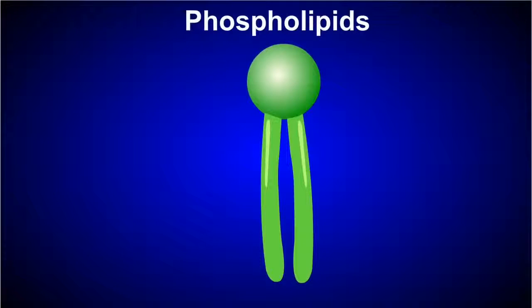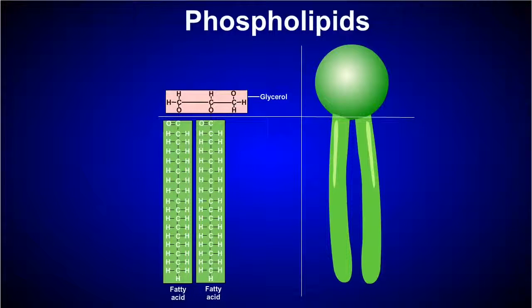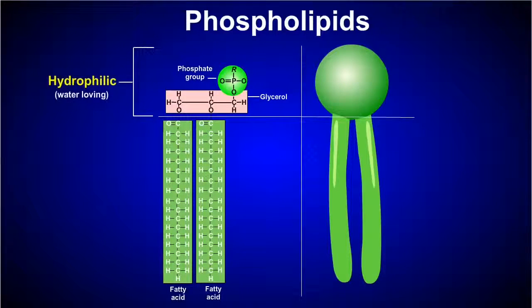Phospholipids are similar to triglycerides in that they contain glycerol and 2 fatty acids. What's different is that a phosphate group, rather than a 3rd fatty acid, is attached to the 3rd carbon of glycerol. Phospholipids are extremely important, mainly because of their unique properties in regard to water. The phosphate head of the molecule is hydrophilic, or water-loving. This means that it mixes well with water. The fatty acid tails, however, are hydrophobic, or water-hating, and do not mix well with water.